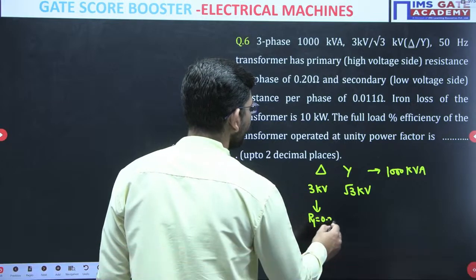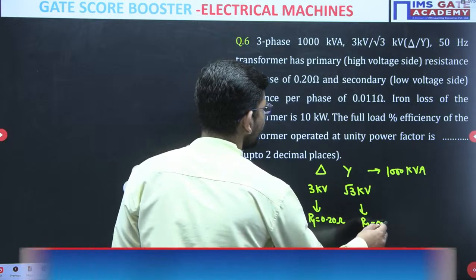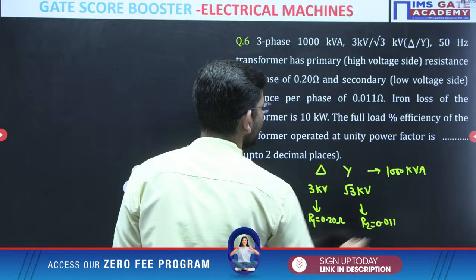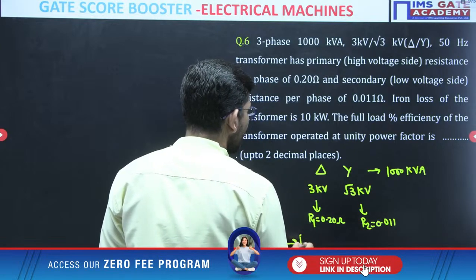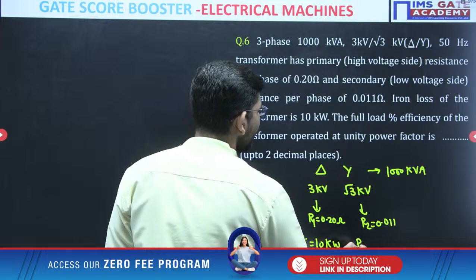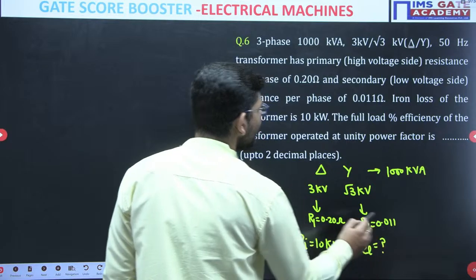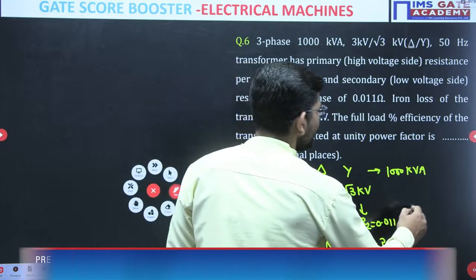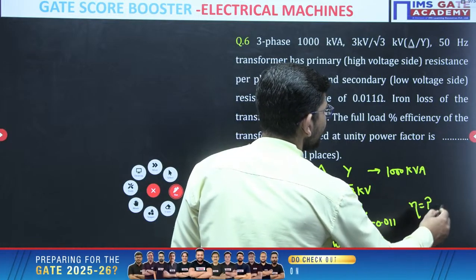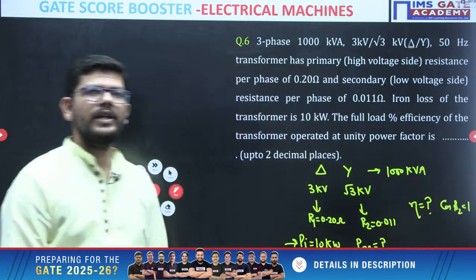This side the resistance is how much? 0.02 ohms. What is the resistance on this side? It is 0.011, and we have been given the iron losses which are 10 kilowatt. So we don't have the value of copper losses, right? Copper losses are not given, and we have to calculate what is going to be the efficiency at power factor of unity. Got it?